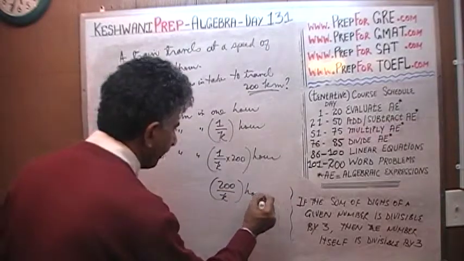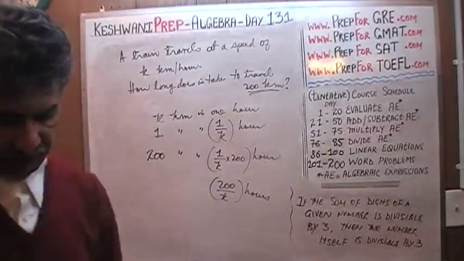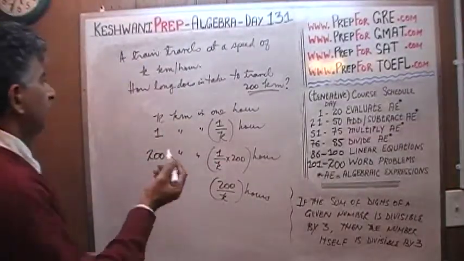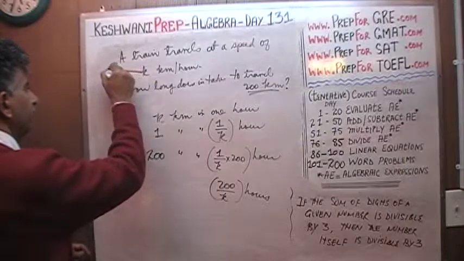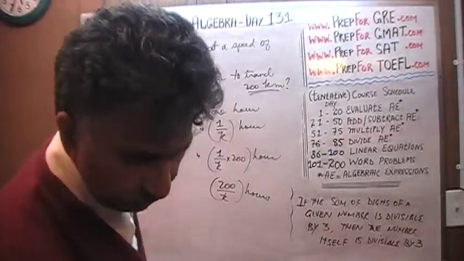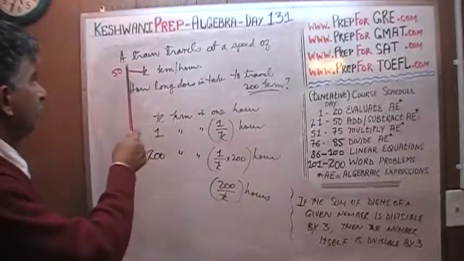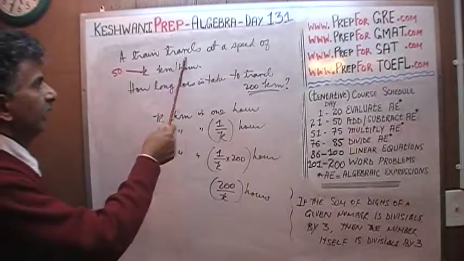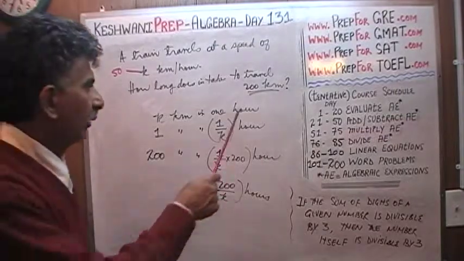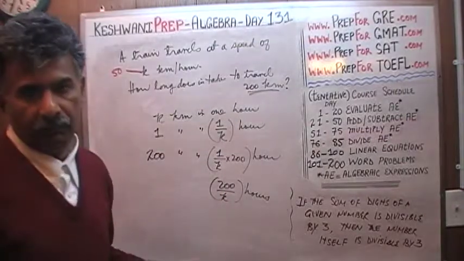hours. Which makes perfect sense, because if you were to plug in some numbers, just like we did here, say the train is going 50 kilometers per hour. If you were to plug in 50 for k, now the question reads, a train that travels at the speed of 50 kilometers per hour, how long will that train take to travel 400 kilometers? Well, of course, 4 hours.